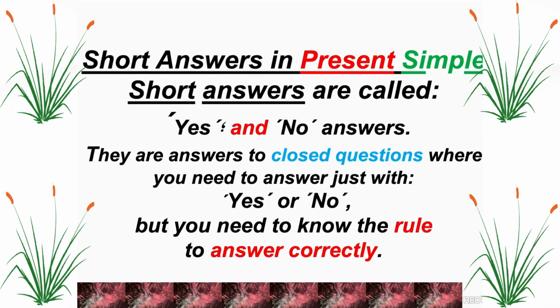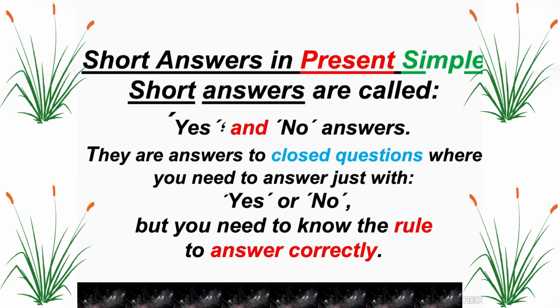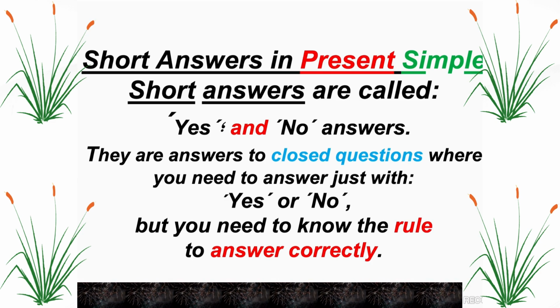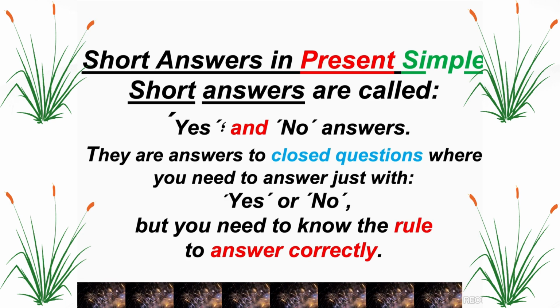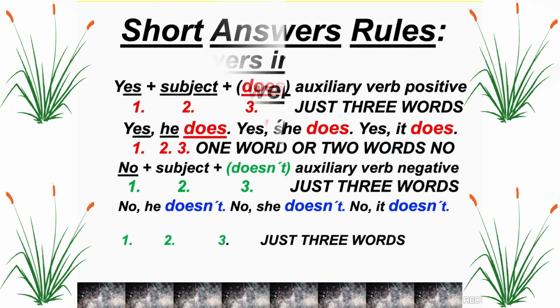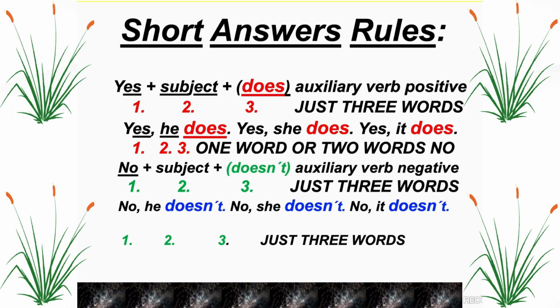Short answers, as we've seen in the previous lessons, are when we answer with yes or no. They are answers to closed questions where you need to just answer with yes or no, but you need to know the rule to answer correctly. So the rule of today's lesson is short answers rules.